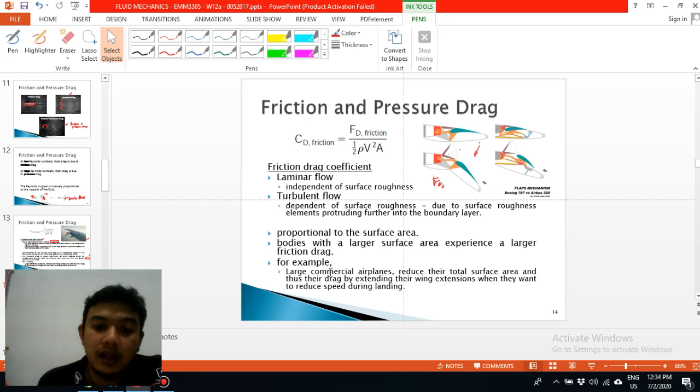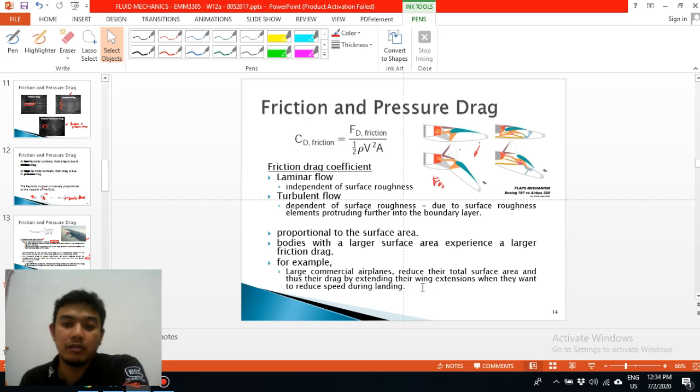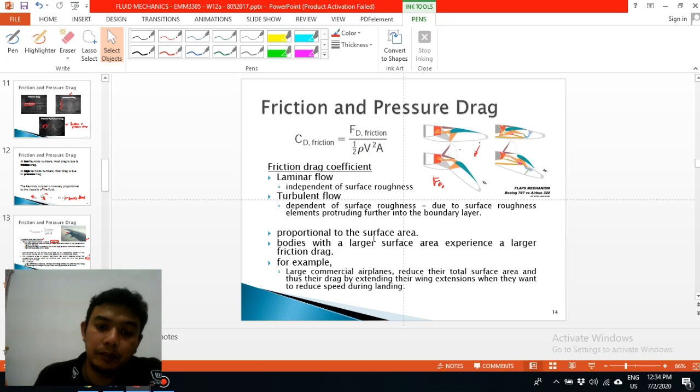For example, large commercial aircraft change their total surface area, and thus their drag, by extending their wings when they want to reduce the speed during landing, as I mentioned previously. So a bigger airplane or car will have a higher friction drag compared to a smaller design.